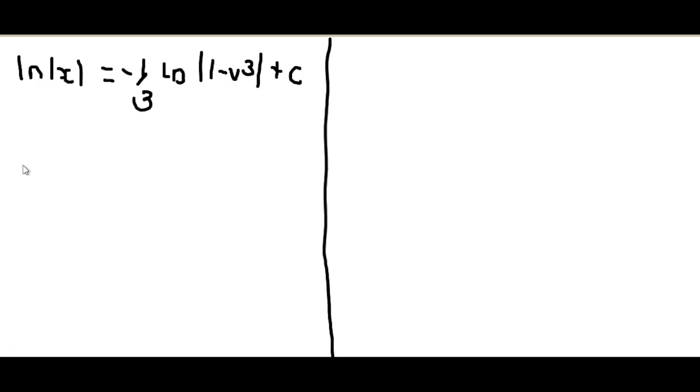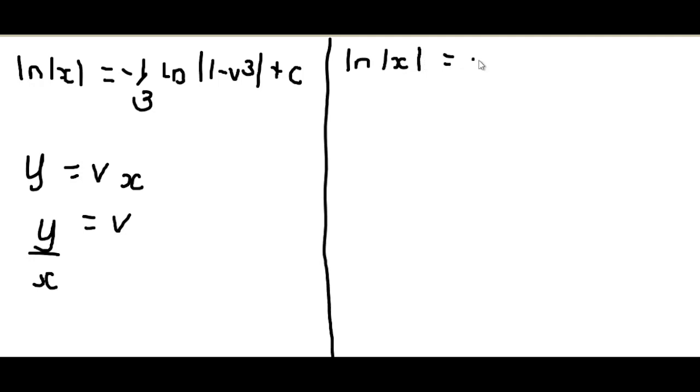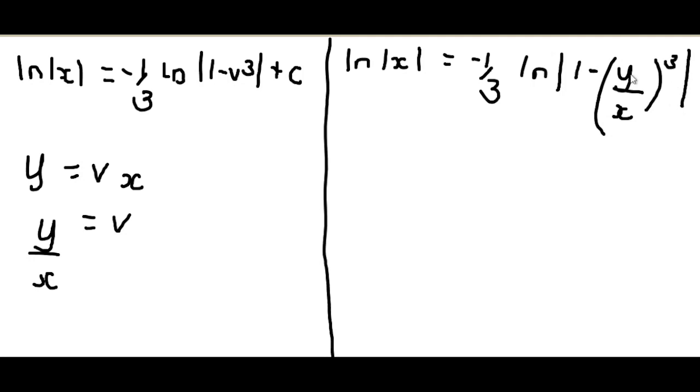And as we saw, our equation was y equals vx. So the value of v will be y over x. So we are going to substitute the value of v here, so that it becomes ln x equals negative a third ln of 1 minus y over x, cubed, plus c.